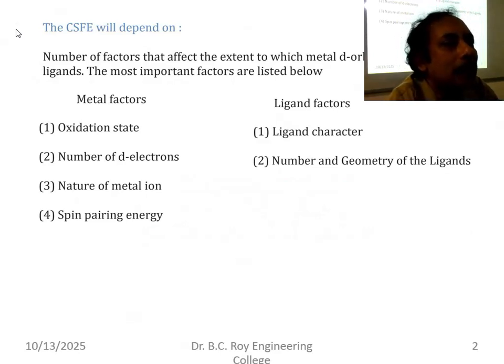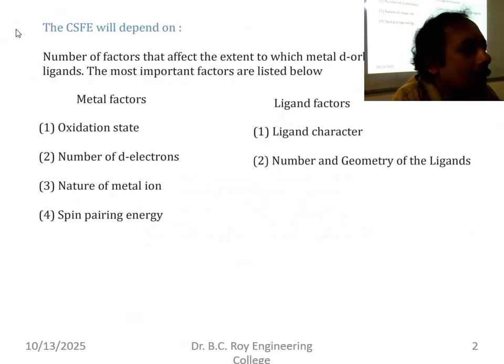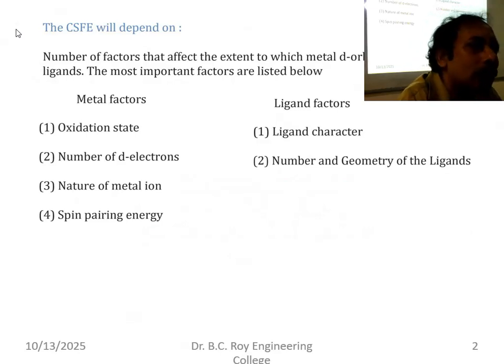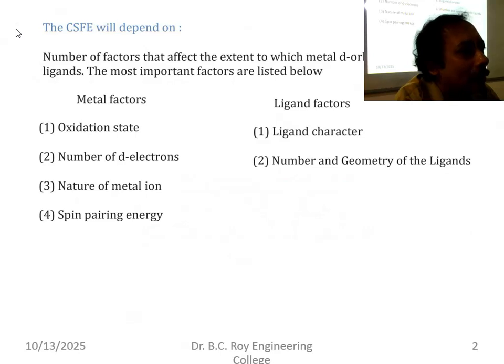Suppose carbon monoxide is a very good ligand. Why? Because carbon bears higher electron density. See, what is the structure of carbon monoxide? C double bond O. There is a lone pair on carbon and a lone pair on oxygen also. But this lone pair on carbon is actually the donor electron, because carbon is an electropositive element.